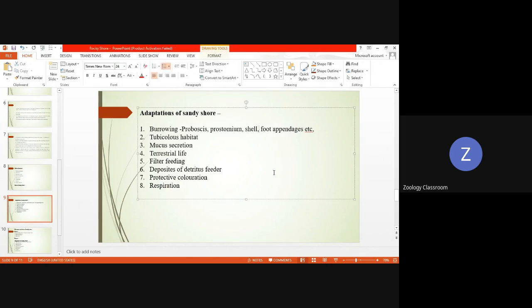Foot. The foot of Solen and Dentalium is pointed and used for digging. Then appendages of crabs and other crustaceans help them to bury quickly in the sand. Okay. The next is tubicolous habitat.